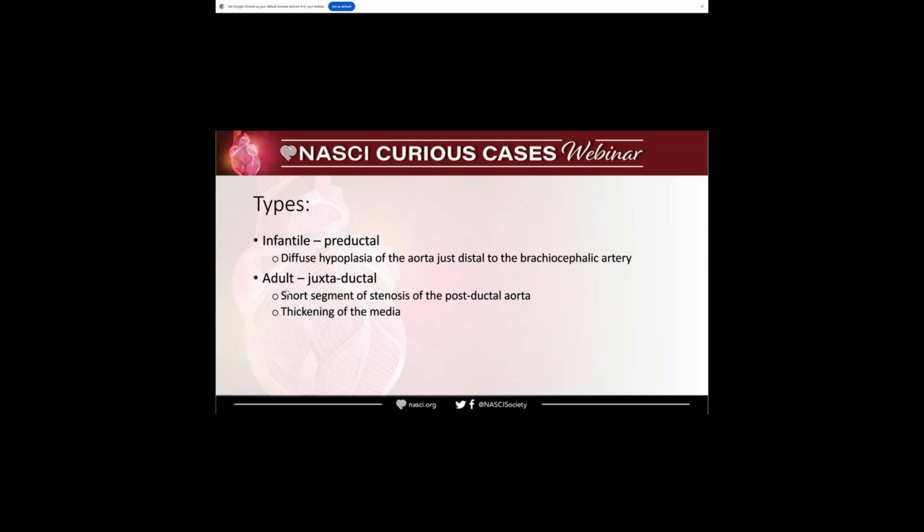artery. And usually in the adult type, or patients who get to adult age, the segment of stenosis tends to be shorter, just like in the case we have just seen, and usually it's in the postductal aorta. And some of the media can be thickened at that area, which creates that stenosis. Any questions about that case?